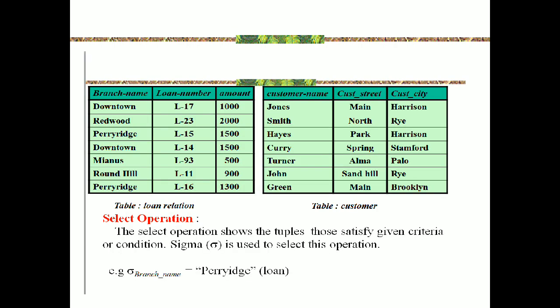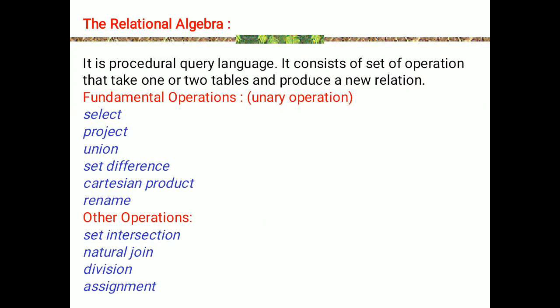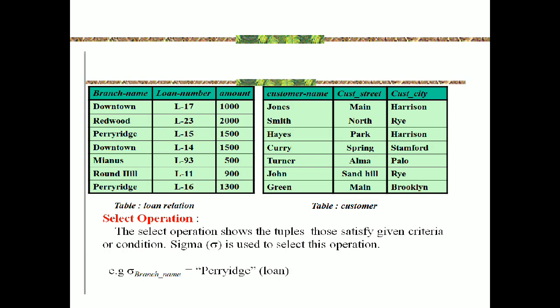Now let us see what the select operation is. To understand the select operation, consider these two relations. The first relation is the loan relation and the second is the customer relation. In the loan relation there is branch name, loan number and amount. And in the customer table, there are customer name, customer street and customer city.